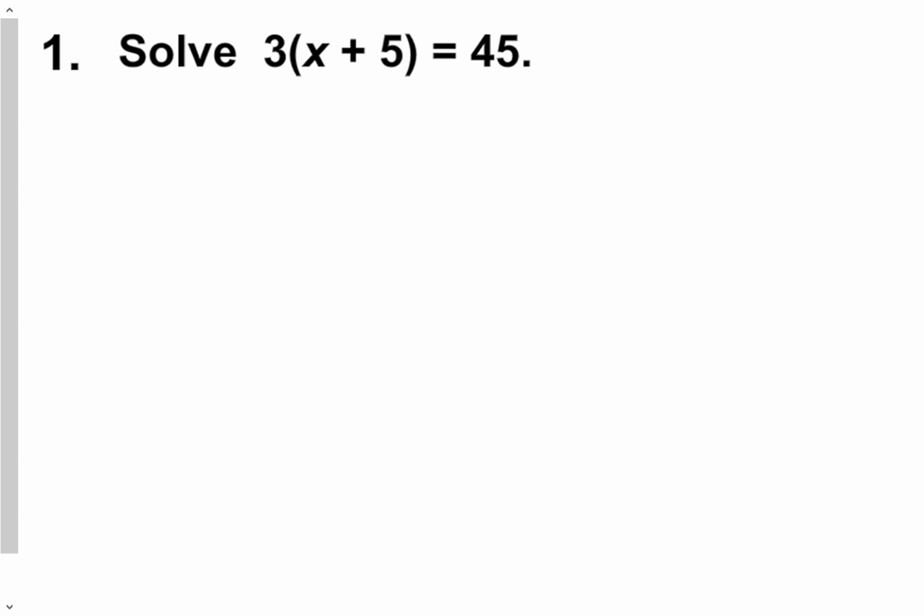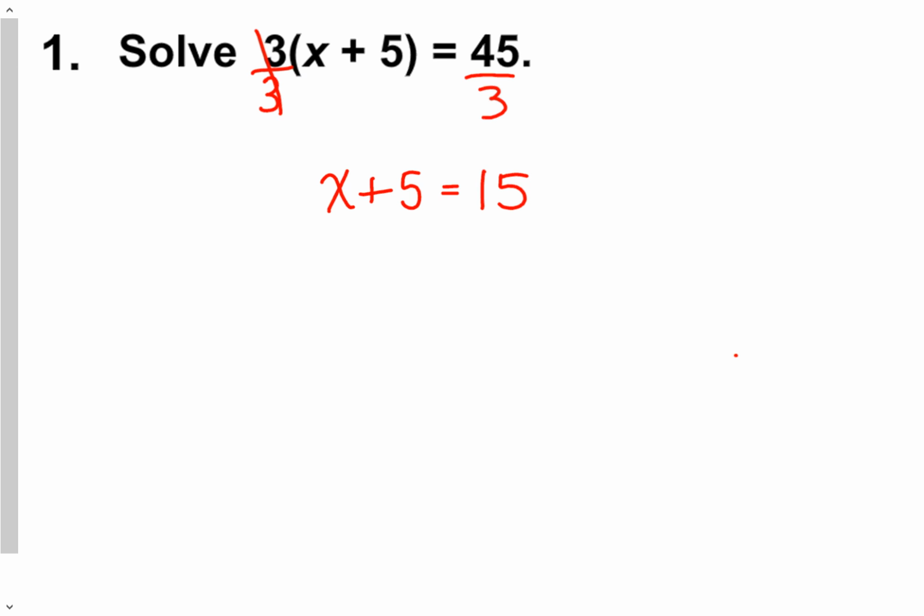Here's our first example. We have 3 times the quantity x plus 5 equals 45. Again, we're considering 3 and x plus 5 factors, so this is actually a multiplication equation. So what we're going to do first is divide by 3 because each side is being multiplied by 3. So 3 divided by 3 cancels out, and I'm left with x plus 5 equaling 45 divided by 3, which is 15.